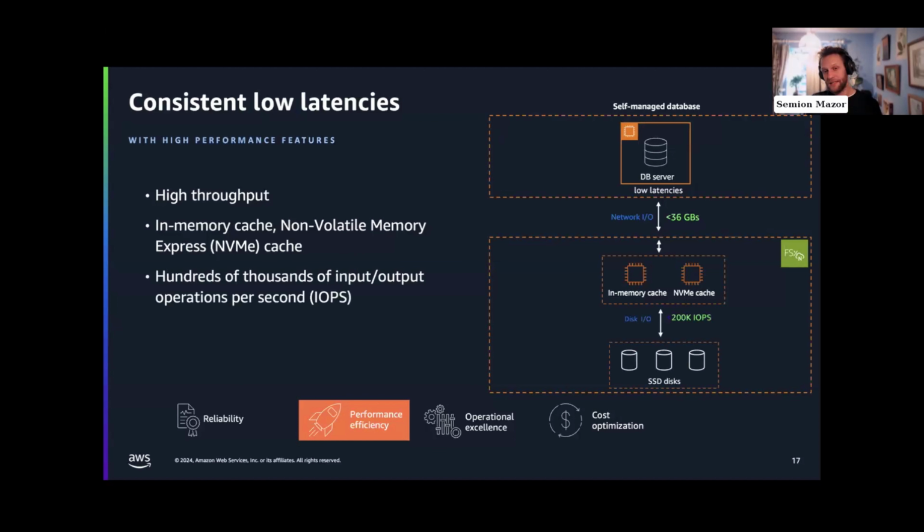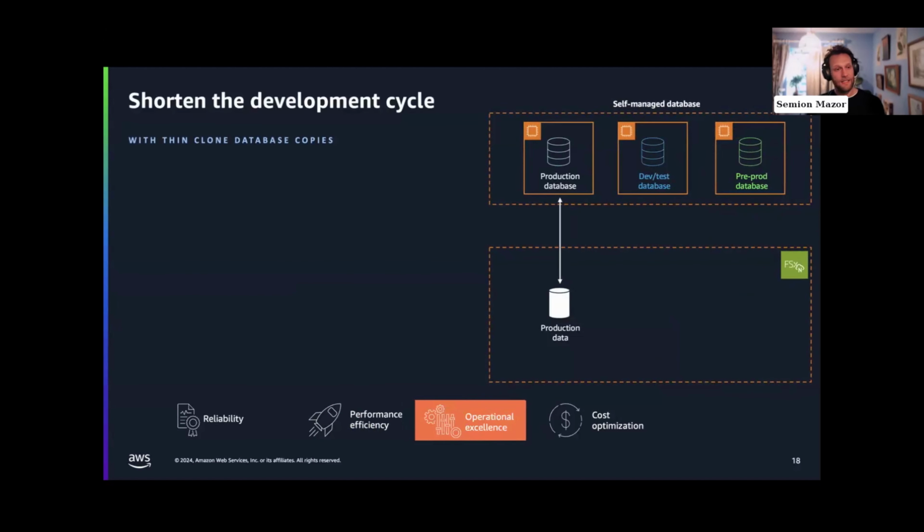Now, with the SSD disks, FSx for ONTAP provides hundreds of thousands of IOPS, ensuring that your databases receive results within the required time frame. So all this together, there's a lot of technology invented here to make sure databases get the sub-millisecond latencies that they need, and there's no compromise on this aspect whatsoever. The next pillar is operational excellence.